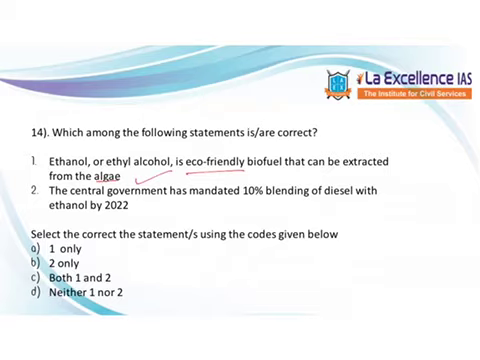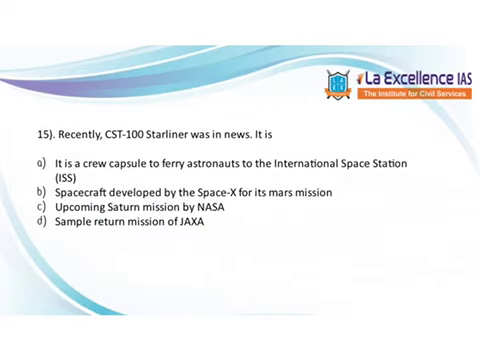The central government has mandated 10% blending of diesel with ethanol by 2022. It is not blending with diesel, it is blending with petrol. So, statement 2 is wrong. So, answer is A. What is CST-100 Starliner? Why is this in news? CST-100 Starliner is a crew capsule that can carry astronauts to the International Space Station. This will be used to carry the astronauts to and from the International Space Station. This is A. The next question.